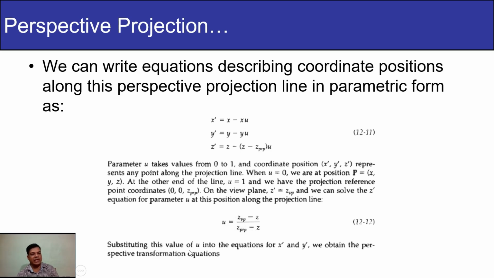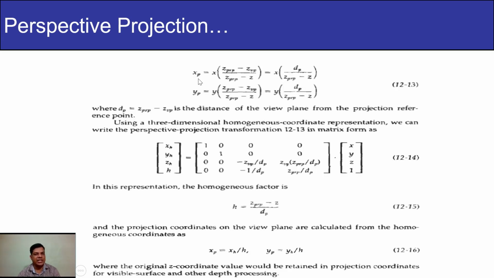Now substituting this value of u in the equations of x' and y', we get the transformation equations as xp = x (zprp - zvp) / (zprp - z), which gives xp = x dp / (zprp - z). Similarly, we find the equation yp = y dp / (zprp - z), where dp is the distance between zprp and zvp, that is, the distance between the view plane and the projection reference point.